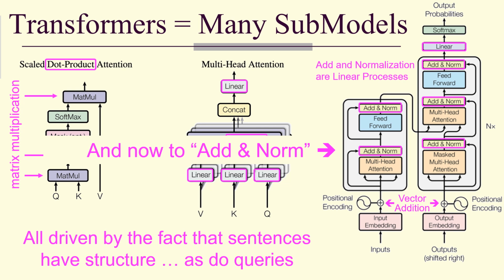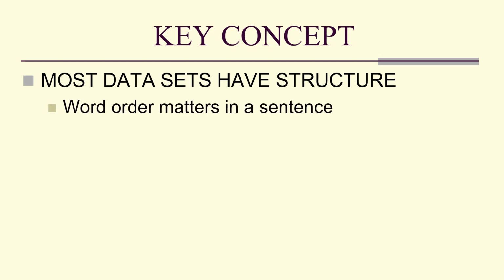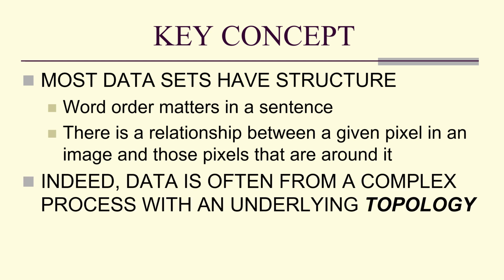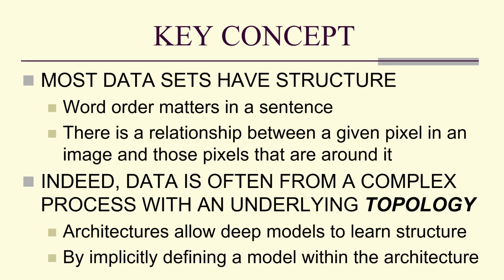See, this is all driven by the fact that sentences have structure, as do queries. Before we talk about all the individual parts, in the next module we'll talk about why we use this kind of structure. But preliminarily, notice that most data sets have structure. Word order matters in a sentence. There's a relationship between a given pixel in an image and those pixels around it. Data is often from a complex process with an underlying topology. Architectures allow deep models to learn structure by implicitly defining a model within the architecture.